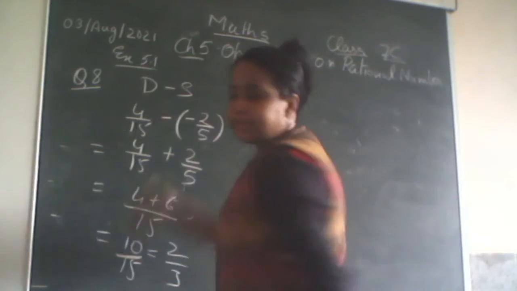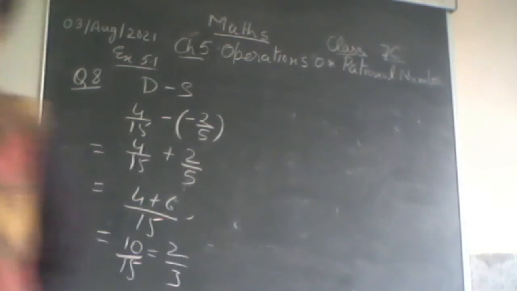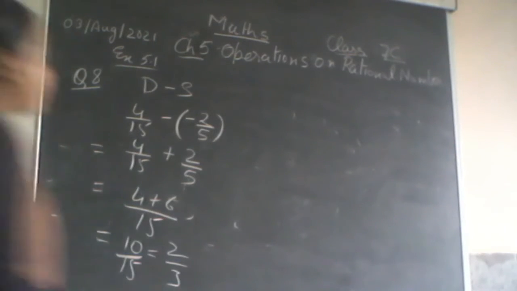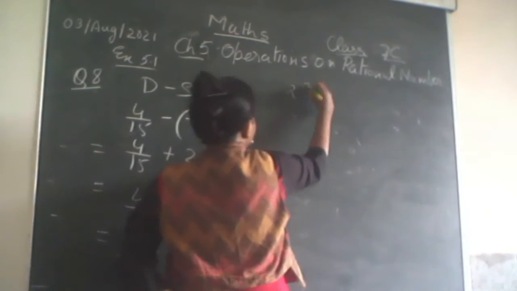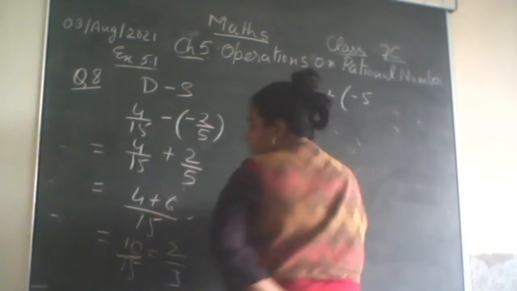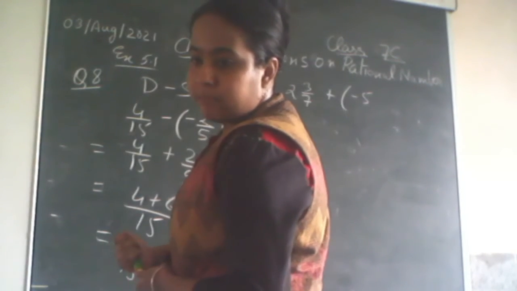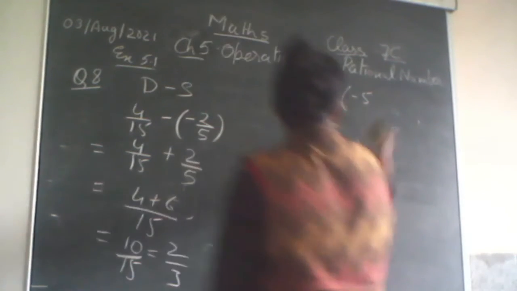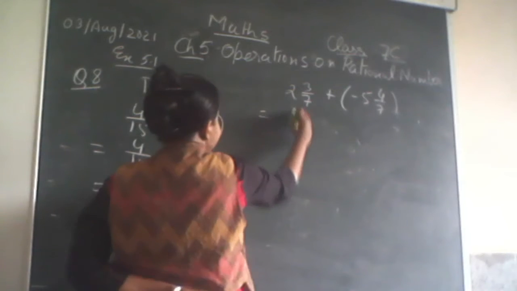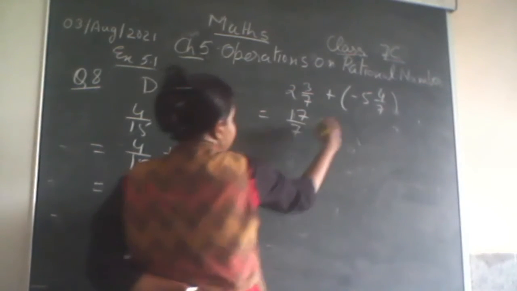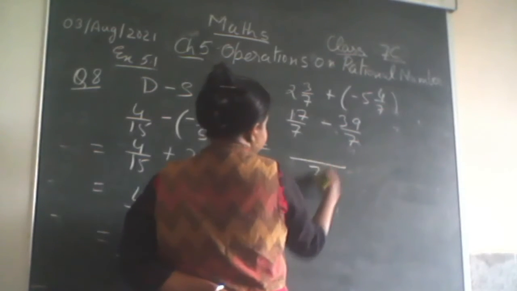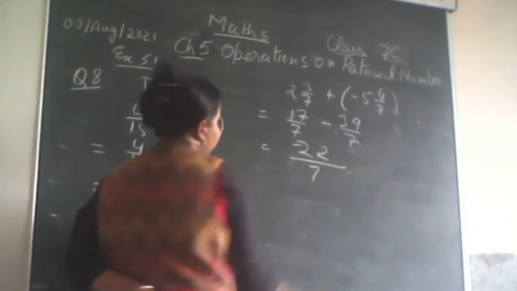Now the second part is the sum. Yes or no? What's the sum? 2 by 7 plus minus 5. How much was it? Minus 4 upon 7. We know the value, fast estimate. 14 by 7 minus 39 by 7. 7 is the LCM, 20 minus 22.